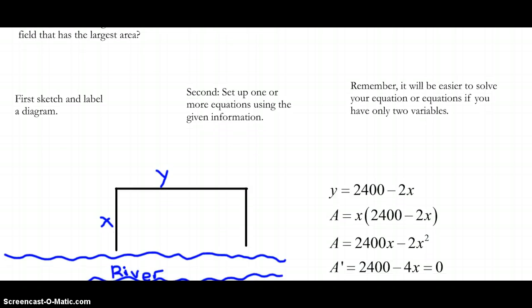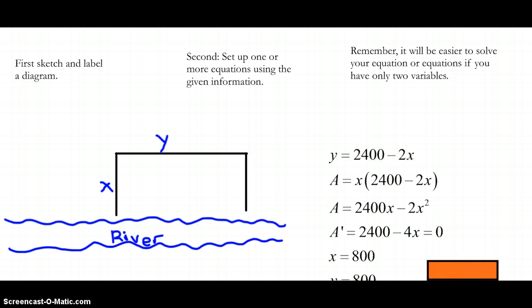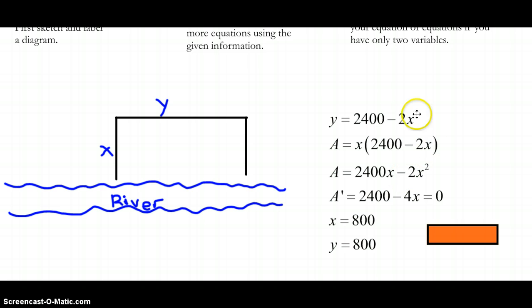So sketch and label a diagram. Set up one or more equations using the given information. And remember, this is often easier to do if you only have 2 variables, not 3. So here's my diagram. I have the perimeter here. I have an equation for perimeter based on my labels of my diagram.